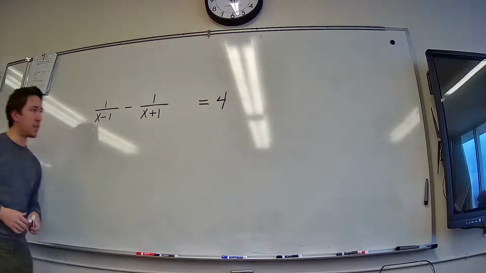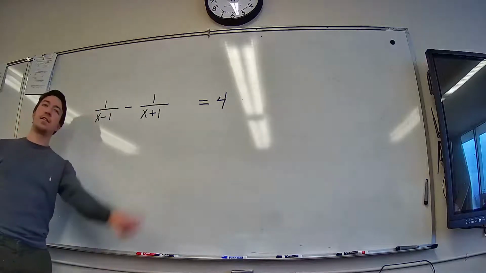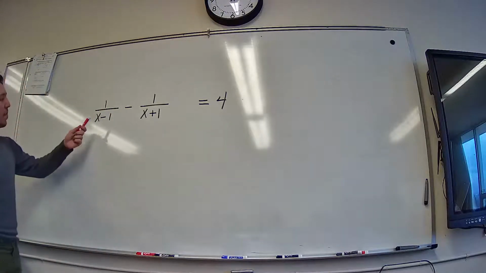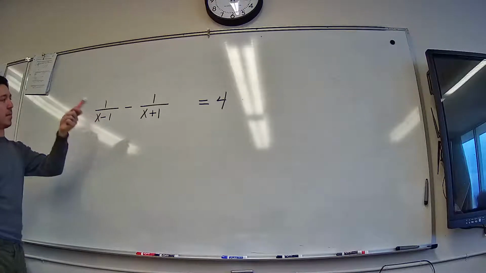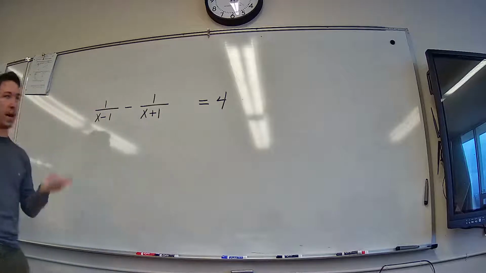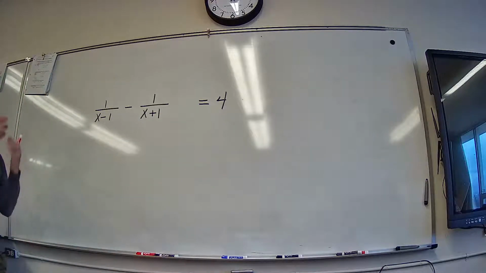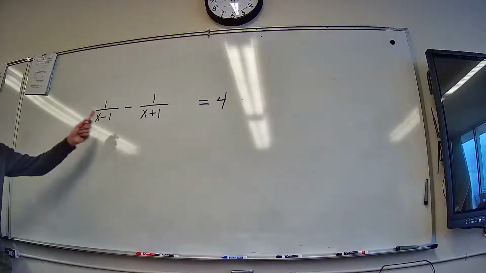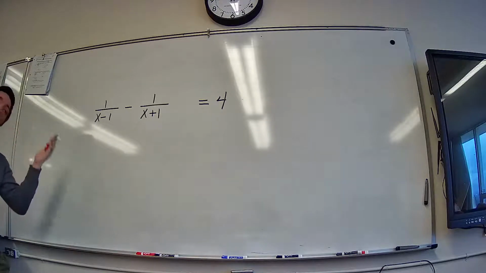This question says, is there a number out there where 1 over 1 less than that number, minus 1 over 1 more than that number, would make 4 as the answer? Okay, certainly not obvious. If you run through a couple quick checks in your head, you'll realize that it's not obvious. Is there such a number, or are there maybe two numbers?